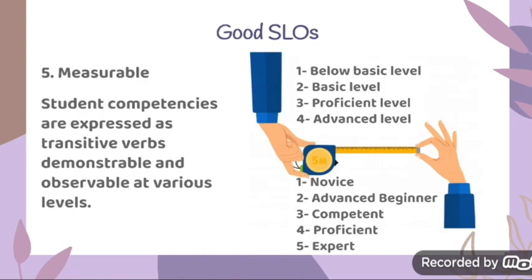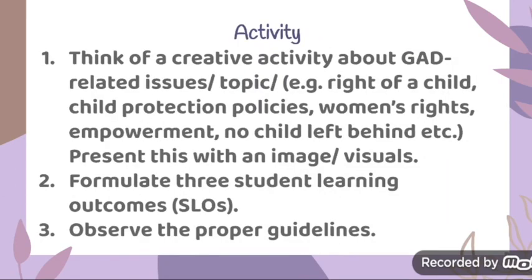Okay, and lastly, it should be measurable. Measurable in the sense that your competency should be expressed in transitive verbs, something concrete, demonstrable, and observable. You can see the degree. Does it belong to the below basic level, the basic level, the proficient or advanced level? Or in another way, it can start from the beginner, which is the novice, then move to the advanced beginner, then competent, proficient, and expert. So from there, you will see the degree of performance being shown by our students.